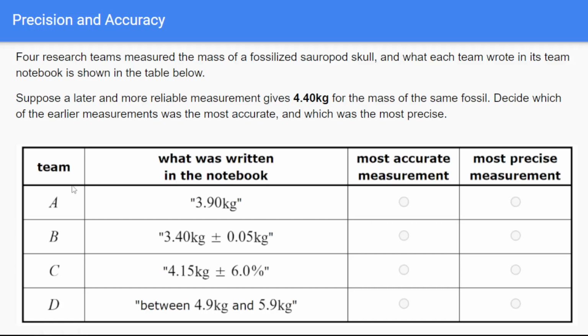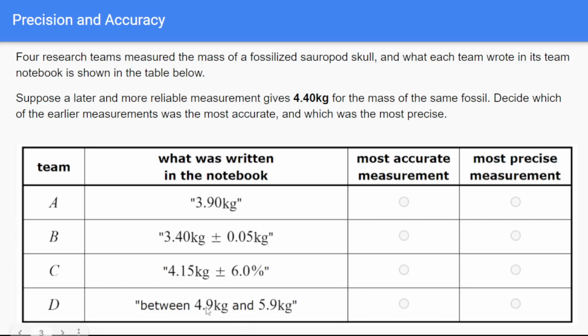In the first measurement, team A has 3.90 kilograms, but notice that's it, right? There's no plus or minus. On these two, you have plus or minus a certain amount, whether it's a mass or a percentage. In the second one, we have plus or minus a mass. Now this plus or minus, this is the amount of uncertainty. So this has to do with precision. The plus or minus something is your precision. Plus or minus percentage, that plus or minus value, that's precision.